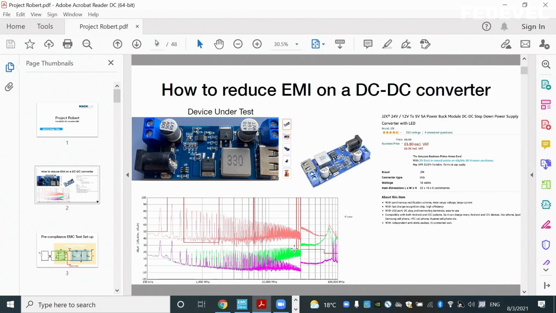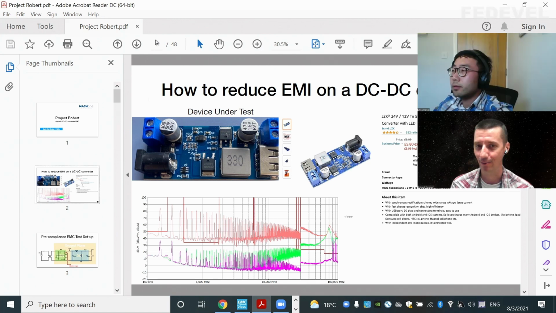So I guess this one, what you have here in this PDF, that's the power supply which you found. That's correct. Yes. How did you choose this one? Like you just had a look and you were like, oh, this is going to fail.